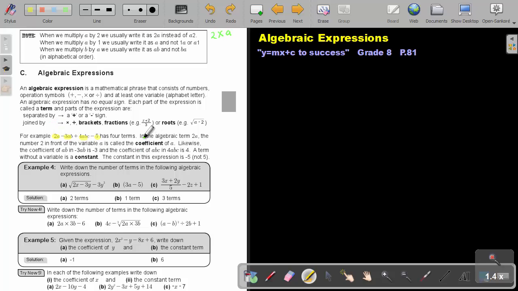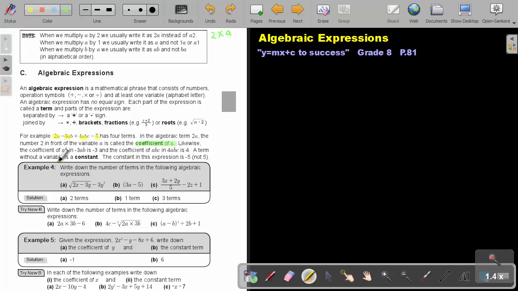It glues it together. So, in the algebraic term 2a, the number 2 in front of the variable a is called the coefficient of a. Very important, the number in front of a, in some cases we call it the numerical coefficient. Likewise, the coefficient of ab is negative 3, and the coefficient of abc is 4.